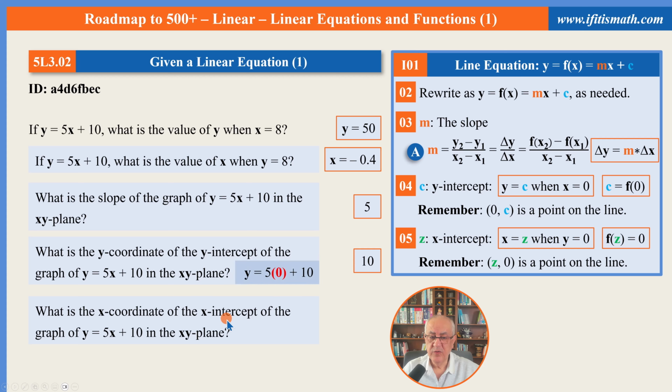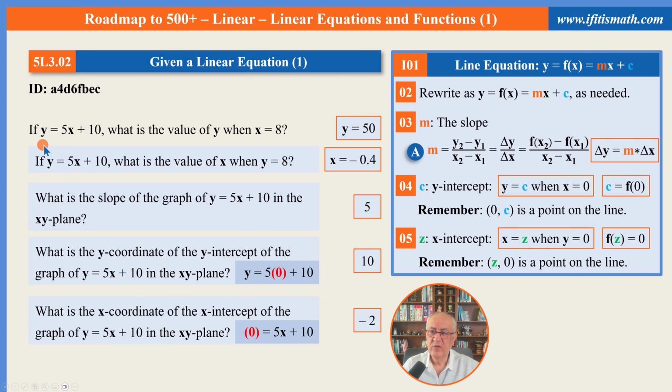And finally, for this question, the x-intercept is the value of x when y = 0. So all I need to do is put y = 0 and solve for x, and I end up with negative 2. All right, so what we did in this slide is exactly what we did in the previous slide. The only thing is, instead of using f(x) in this slide, we are using y.